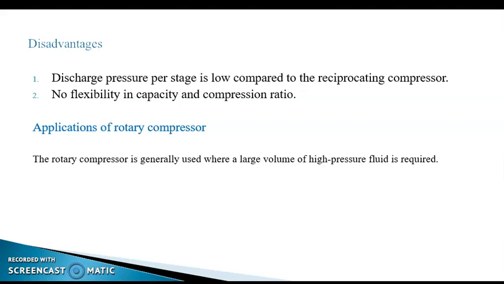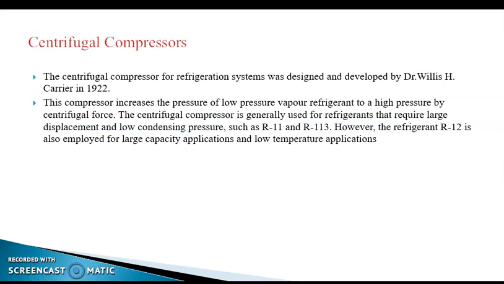Then coming to the application part, the rotary compressor is generally used where a large volume of high pressure fluid is required. So this is all about the rotary compressor.